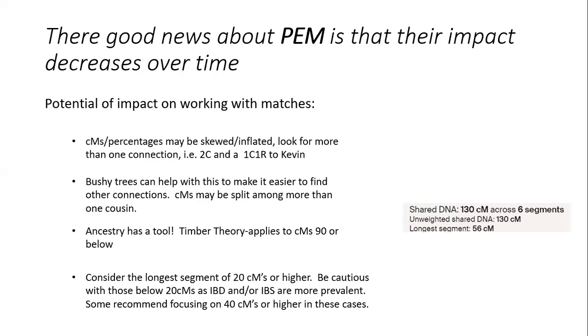Now, the good news about the PEM is that their impact decreases over time. So the further back you go, the less impact that's going to have on you. And eventually your centimorgans will even out to what they should be. So if they're more than one relation, you want the bushy trees to help with that so that you can link to them in all the ways that you link to them. If you're missing a line because you didn't want to research that brother, you might be missing a double relationship there, because that brother or son could be related to you in a different way.